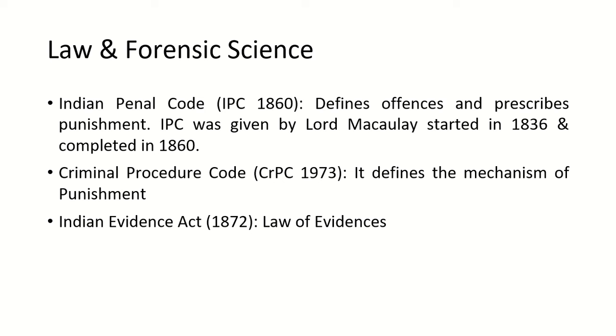Now, the various laws are IPC 1860, that is Indian Penal Code. It defines offences and prescribed punishment. It was given by Lord Macaulay, started in 1836 and completed in 1860. Another one is Criminal Procedure Code, CrPC 1973. It defines the mechanism of punishment. In Indian Evidence Act 1872, law of evidences is given.